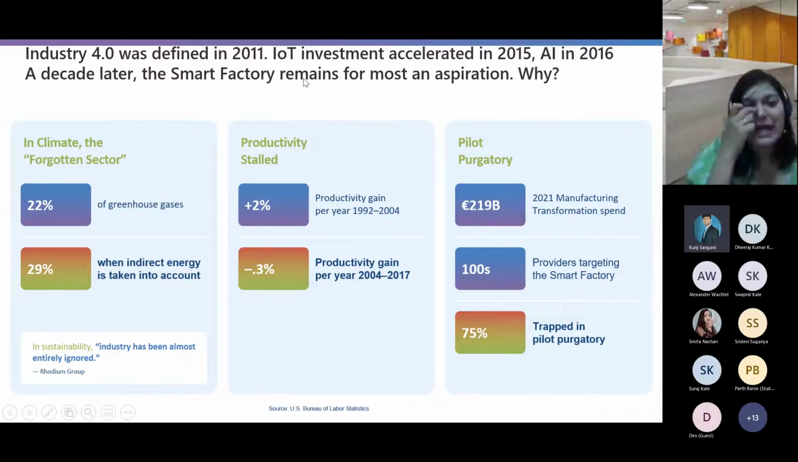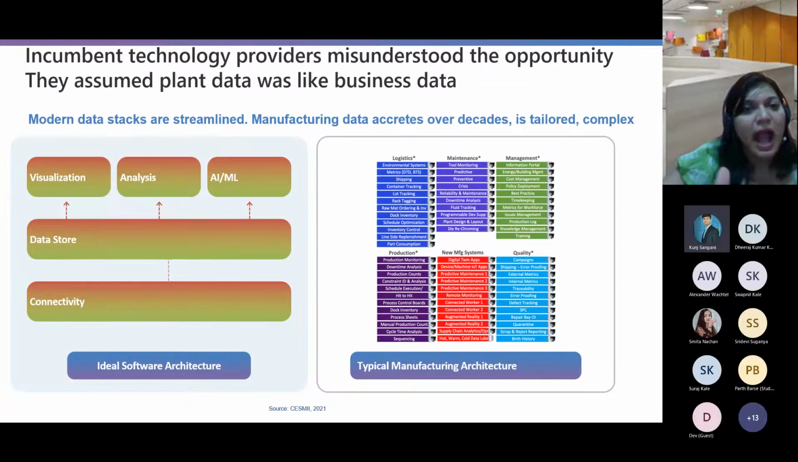And I actually see that, right? Even huge beverage giants like Coca-Cola and all still are struggling to arrive at the smart factory paradigm. Okay, and why is it?